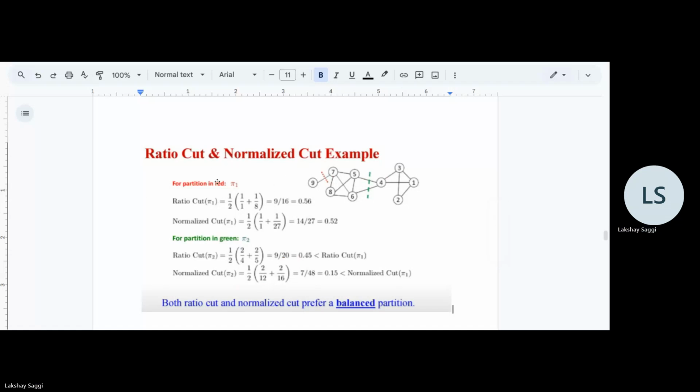But I believe calculating the values of ratio cuts and normalized cuts is an important exercise and may get asked in exams or something. So yeah, this is important for us. Now maybe we can move on to some next definitions.